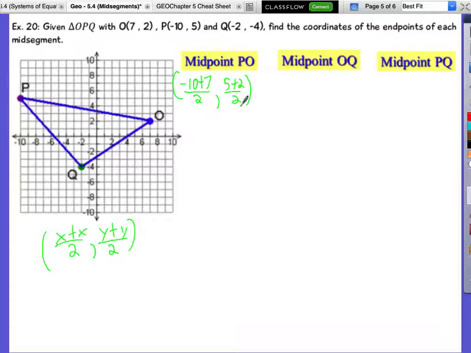What is negative 10 plus 7? Negative 3. And 5 plus 2 is 7. So it's negative 3 over 2, which is negative 1.5. What's 7 over 2? 3.5. That's that midpoint.